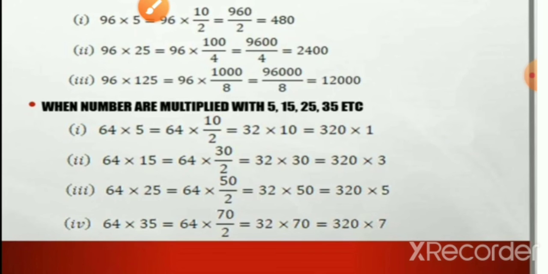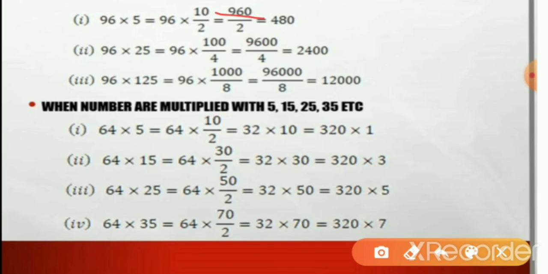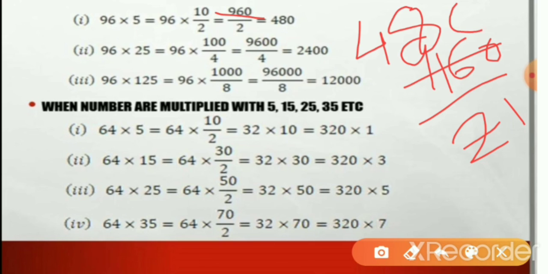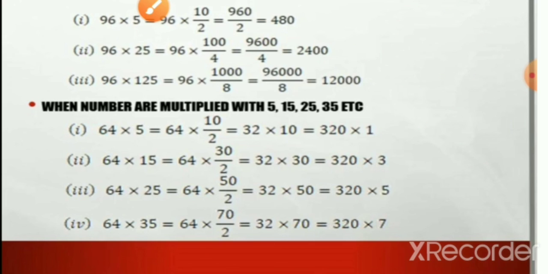So on writing 10 by 2, 96 multiplied by 10, that is 960, and divided by 2. So on dividing it, 960 divided by 2, what will we get? 2 ones are 2, 2 fours are 8, 1 carrying, 2 eights are 16, and 0 as it is. So what we will get? 480.